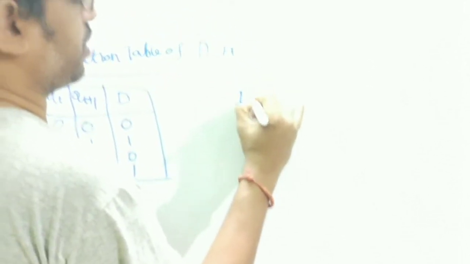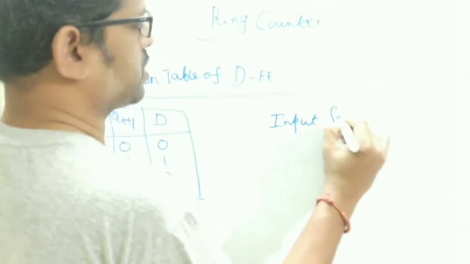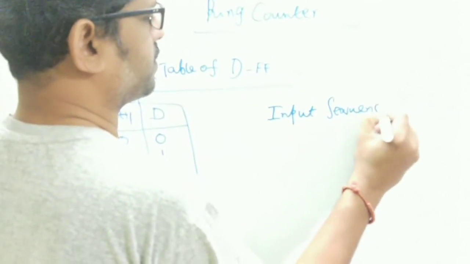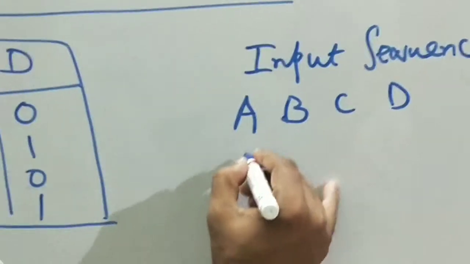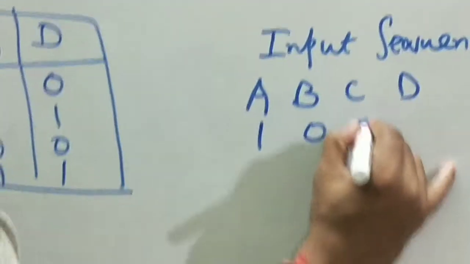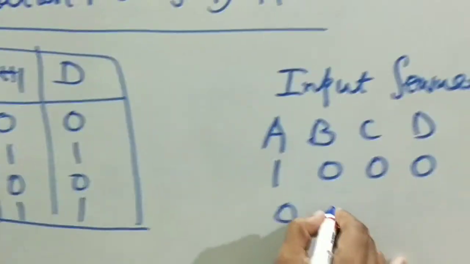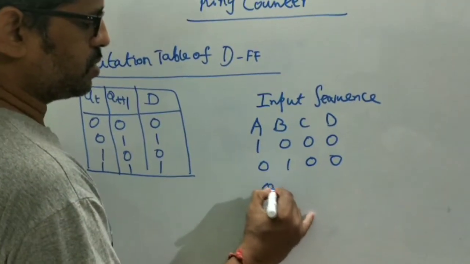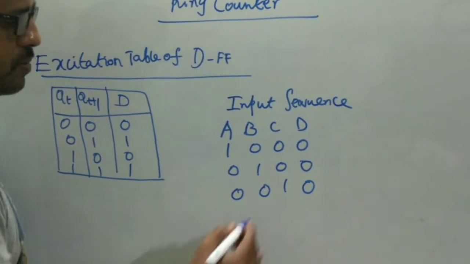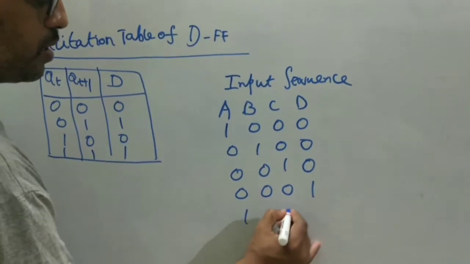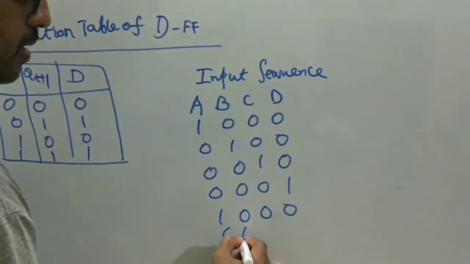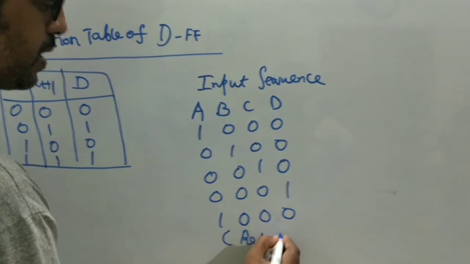Now we'll write the input sequence of a ring counter. It has a 4-bit value, that is A, B, C, D. What is the initial state? That is 1000, then 0100, 0010, and then 0001. Once again it comes to a repeat state, that is the reset state.